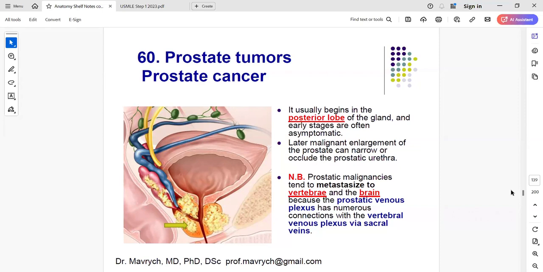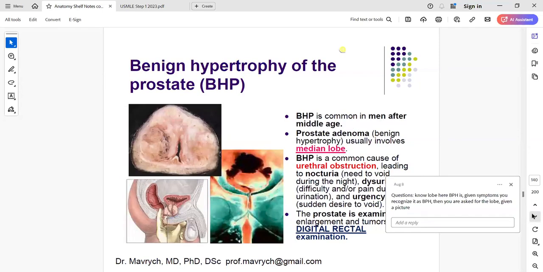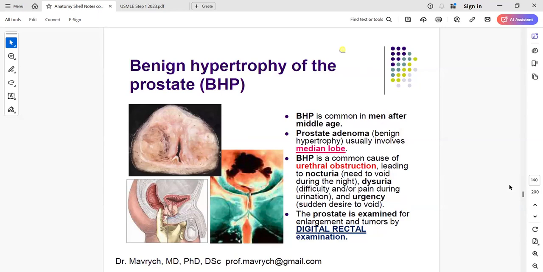Okay. The most commonly metastasized bone due to prostatic cancer is the vertebrae and then the brain. They usually ask this question. Because obviously the prostatic venous plexus has connections with the vertebral venous plexus. So that's why it spreads directly to the vertebral column. Now, when we talk about BPH, whenever there's a question of prostatic carcinoma, it should ring a bell in your head that this is most commonly the posterior lobe of the prostate. But whenever there is a question of BPH, that involves the median lobe.